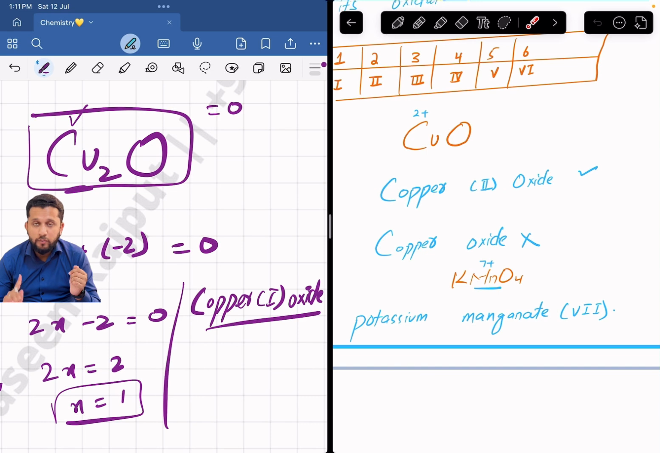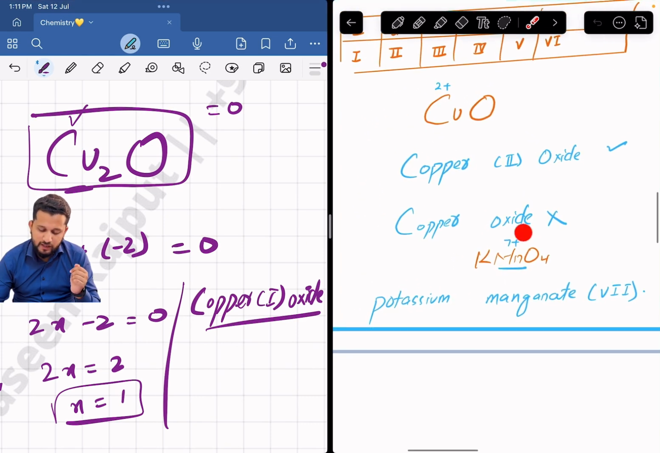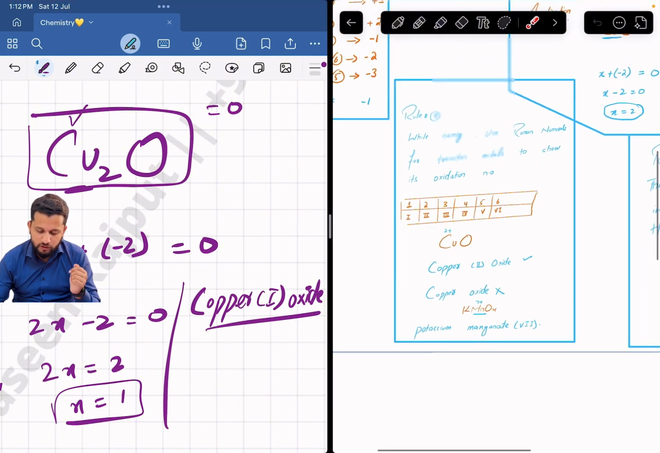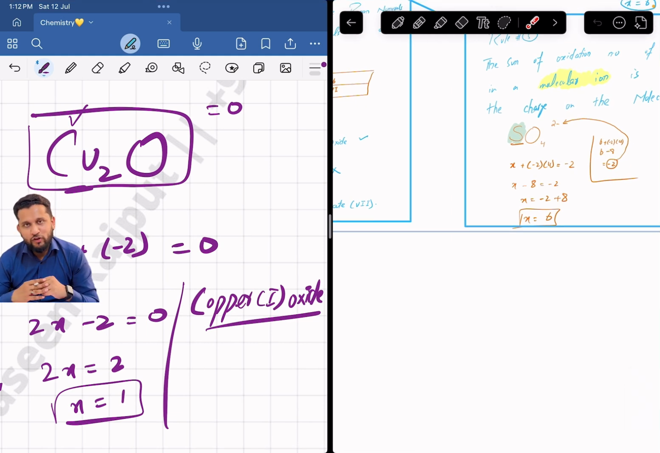Don't write down just copper oxide, you need to use the Roman numerals. If you talk about potassium manganate, manganese has plus 7 charge. So we need to write potassium manganate(VII) in the Roman numeral. Okay, so this is all about the rules for the oxidation number.